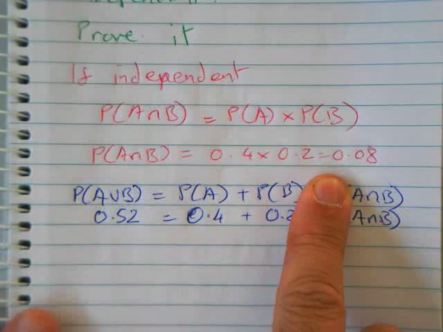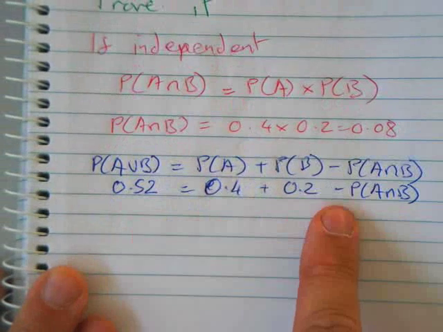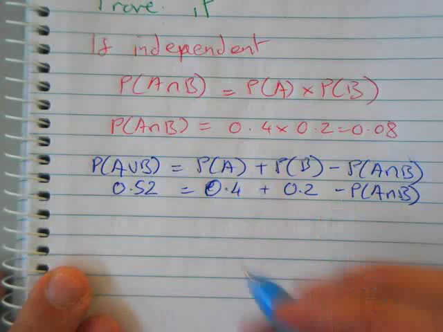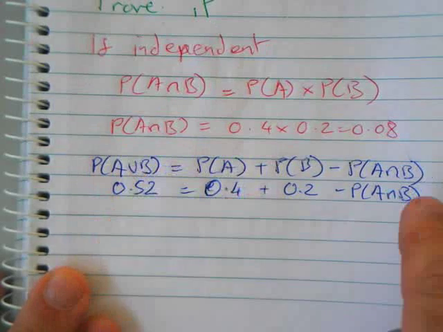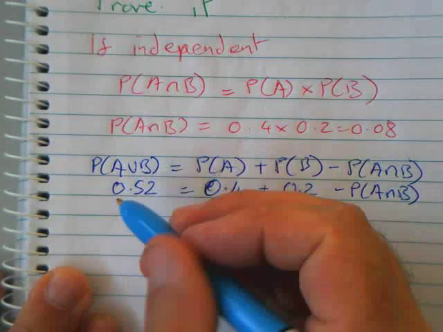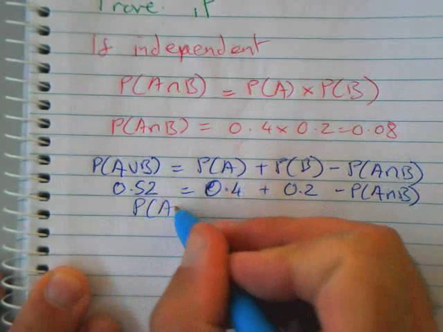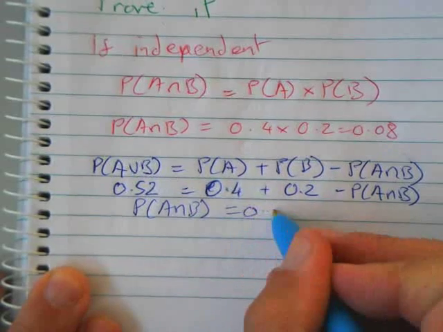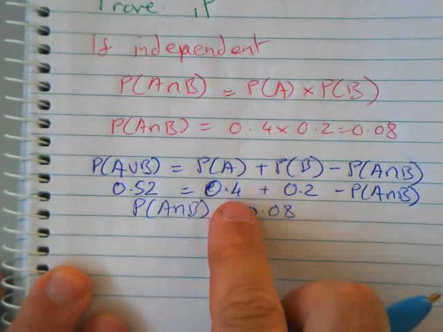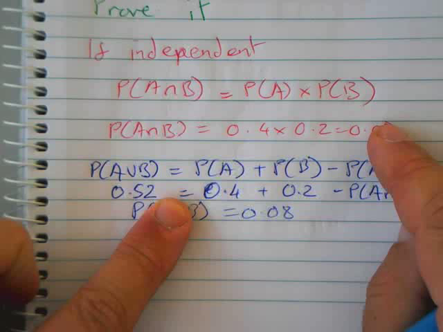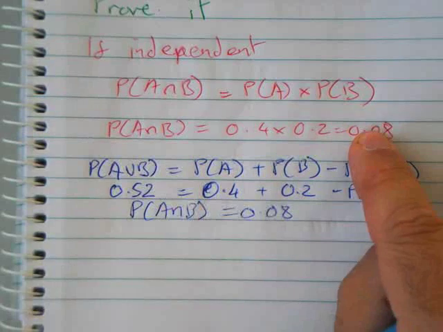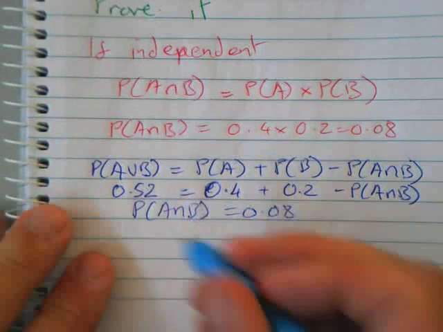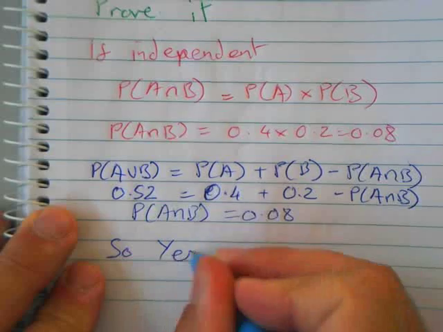So now you're going to use a bit of maths here. It's pretty obvious, I hope you can see. You go 0.4 plus 0.2 minus 0.52, which gives you that value. So that tells you that the probability of A intersection B is 0.08. Now these two numbers match, don't they? What we're saying is, if they're independent, that's true. Is it true? Yes. So yes, they are independent.